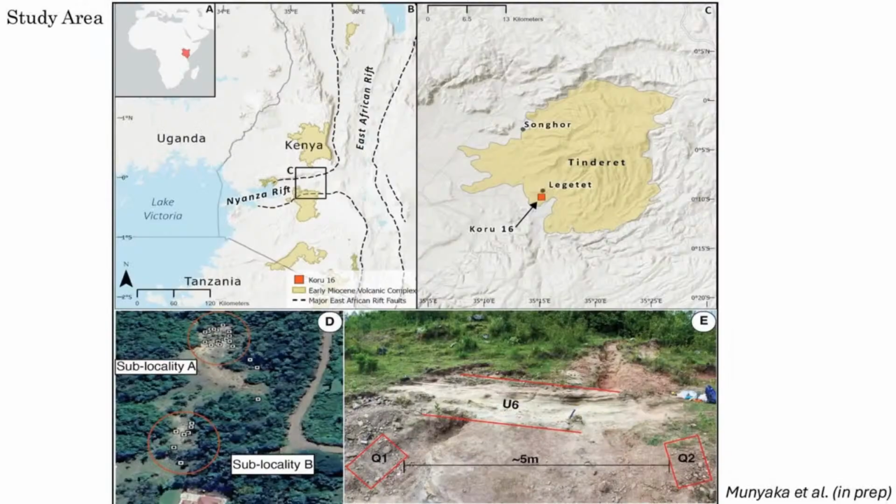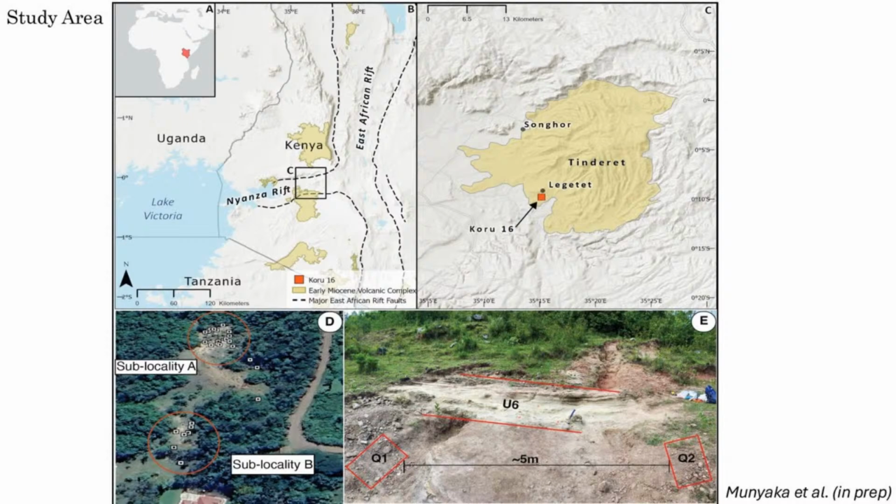To put everyone into geographical context, we are somewhere around here, where you're seeing the East African Rift System and the associated Nyanza Rift. On the top right, panel C is the whole edifice of the Tinderet volcano. There's a site there called Songhor, which has been effectively sampled, but the paleoenvironment is not well understood. When I'm talking about this project, I'm talking about this locality, Koru 16.